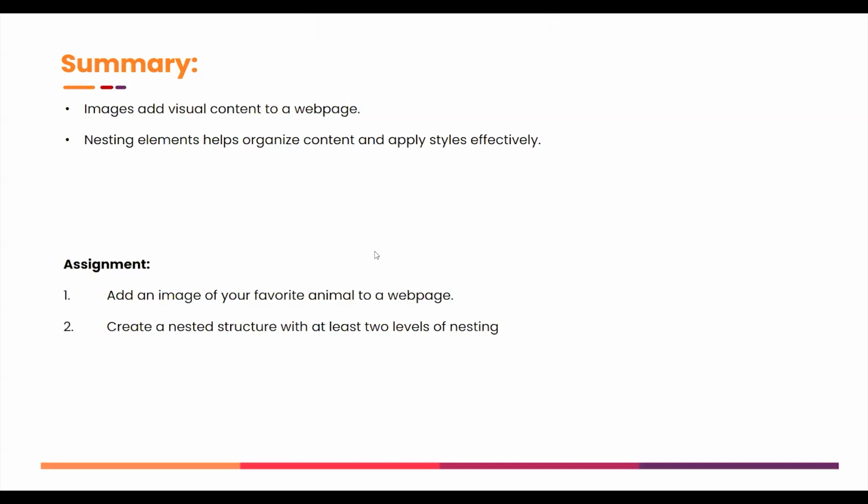So that will be another assignment. We are going to add an image of our favorite animal to a web page. Then we are going to create a nested structure with at least 2 levels of nesting. That means we do the first nesting and we put another thing into the second nesting. So I'll give you an example of that for us to see. And with the image, if you don't have an image, let's use the placeholder thing we just did. We put a placeholder there.